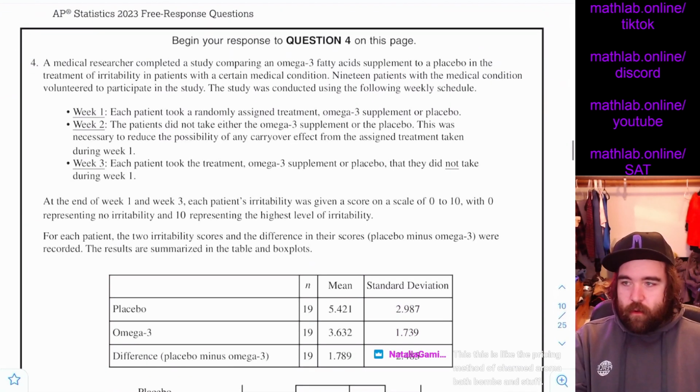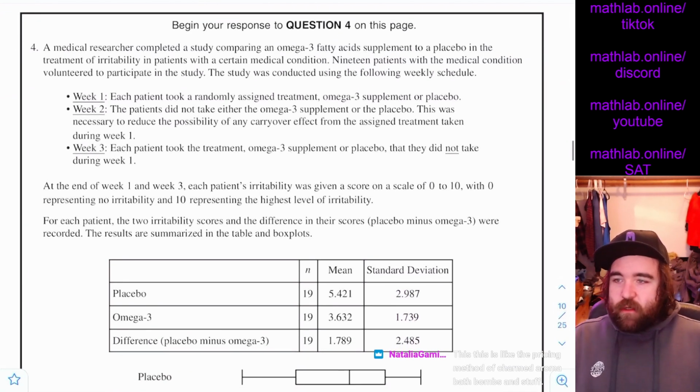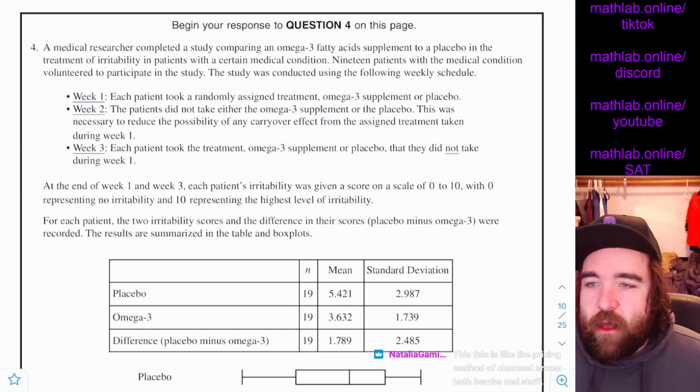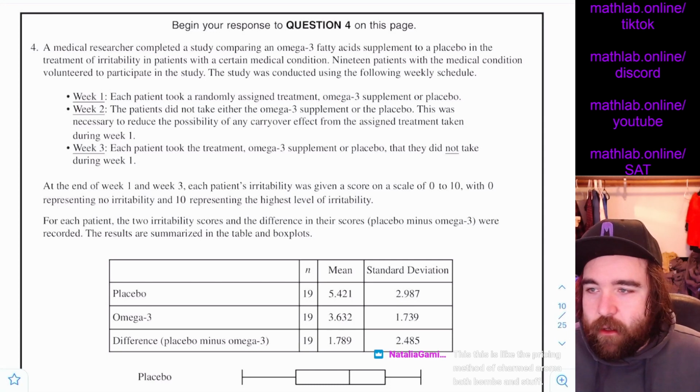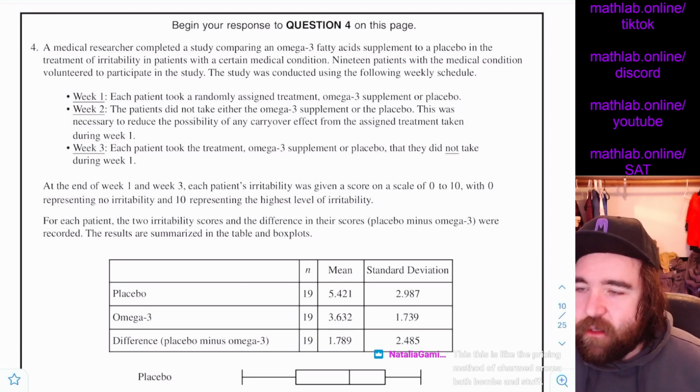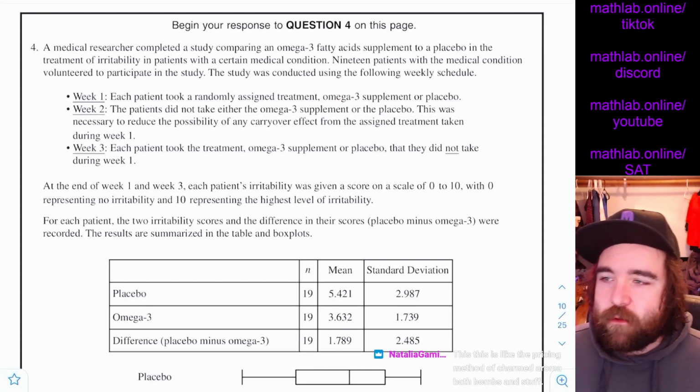Wow. Number 4 already. Okay. We're only 30 minutes in. A medical researcher completed a study comparing an omega-3 fatty acid supplement to placebo in the treatment of irritability in patients with certain medical conditions. 19 patients with medical conditions volunteered to participate in the study. They always had to volunteer though. The study was conducted using the following weekly schedule. Each patient took a randomly assigned treatment.